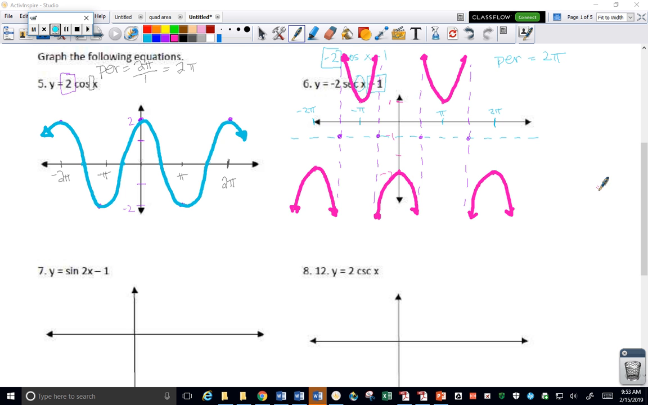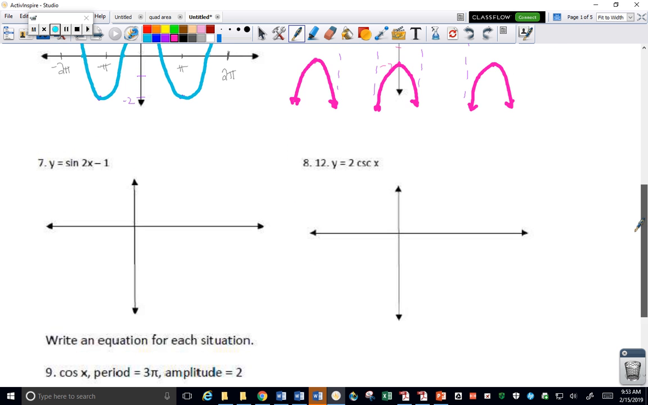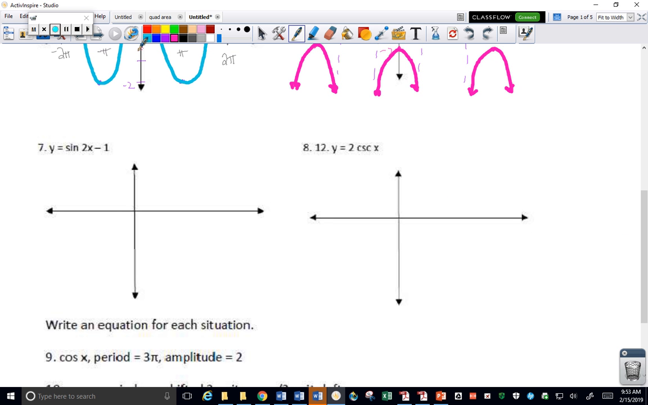So moving down to 7 and 8, we notice on number 7 that the -1 means we move the whole entire graph down. So we put a midline through y equals -1, just like we did on number 6. You move the midline down.